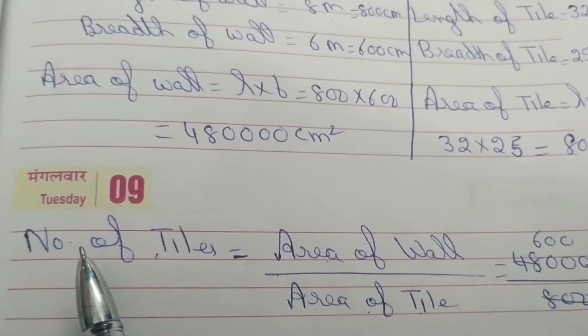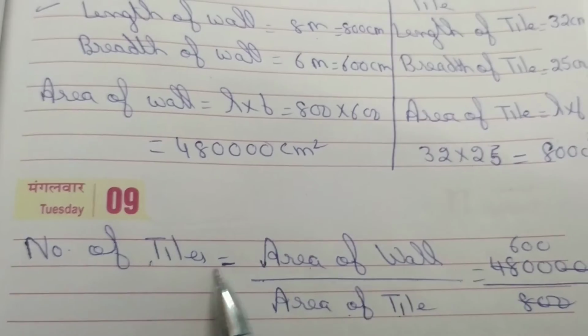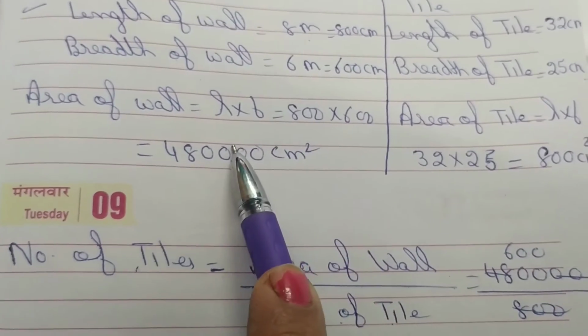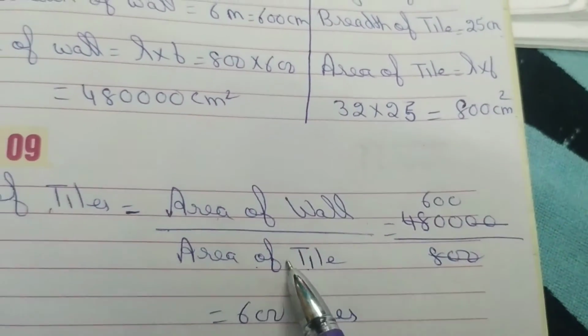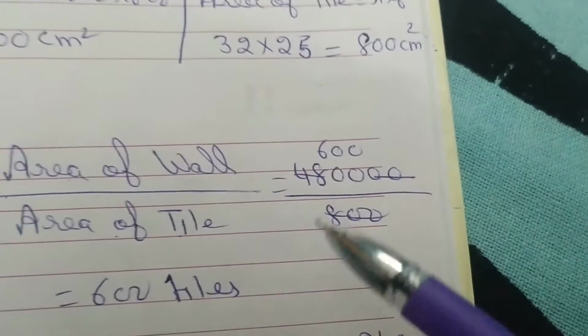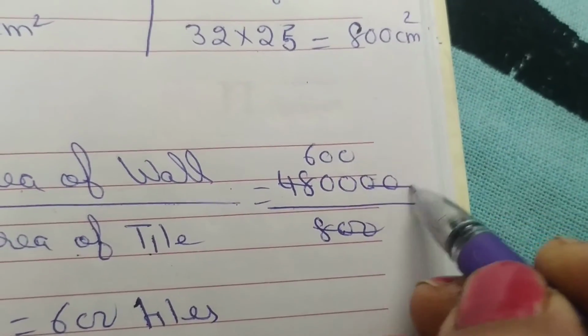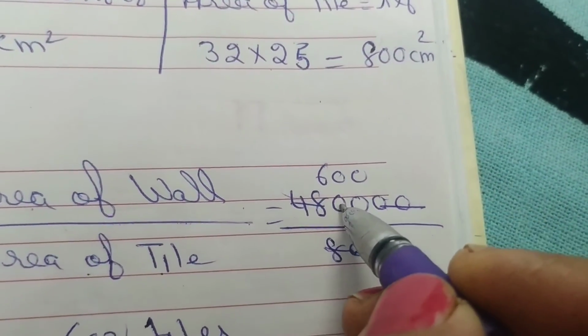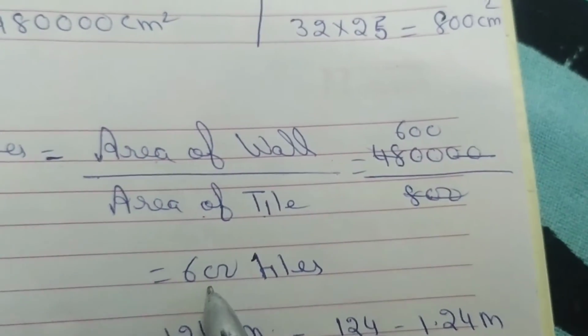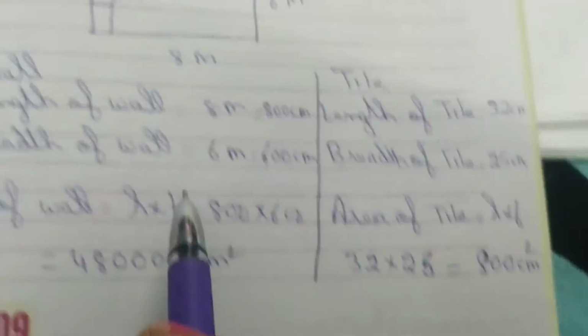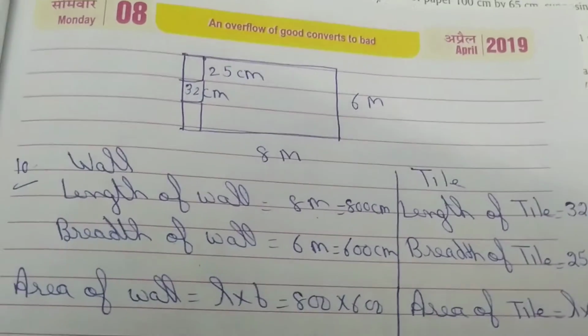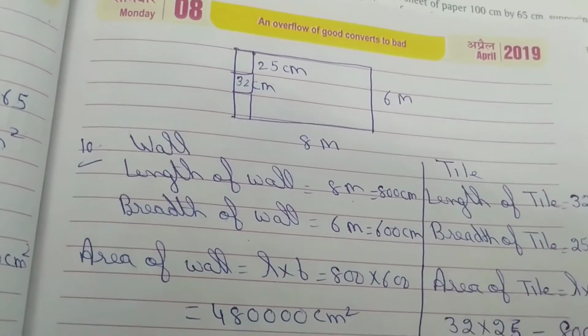Now we have to find the number of tiles. How will we find? Area of wall divided by area of tile. So here 2 zeros will be cancelled by 2 zeros. 8 6s are 48 and 2 zeros are here. So 600 tiles are required for this complete wall to be fitted.